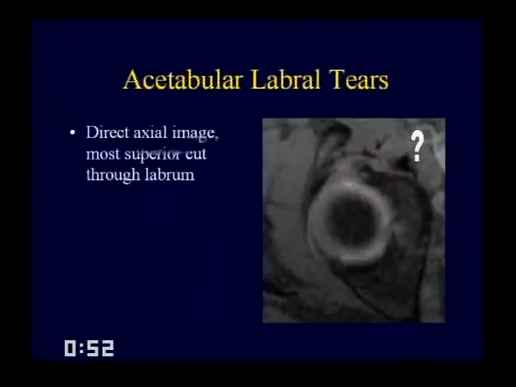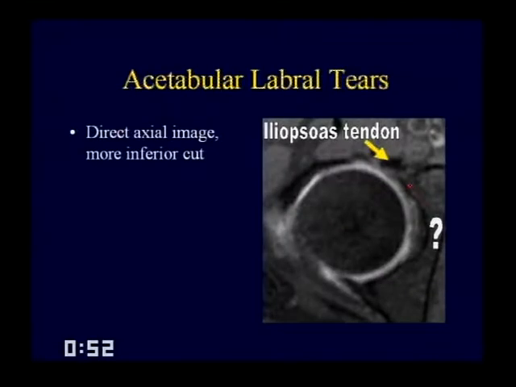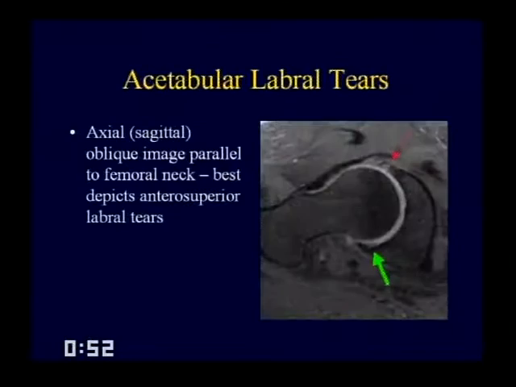Here's an example of why I like these images parallel to the femoral neck. Here's a direct axial image, the most superior cut through the labrum. Kind of hard to see, and something doesn't look quite right about this anterior superior labrum. It's kind of hard to say what's going on. Here's the iliopsoas tendon. Labrum looks a little bit strange there, but it's kind of hard to tell. So we look at our axial oblique images instead. And again, you can see that there's clearly a cleft going through that labrum, separating it from the underlying labrum. So it's a nice example of a tear.